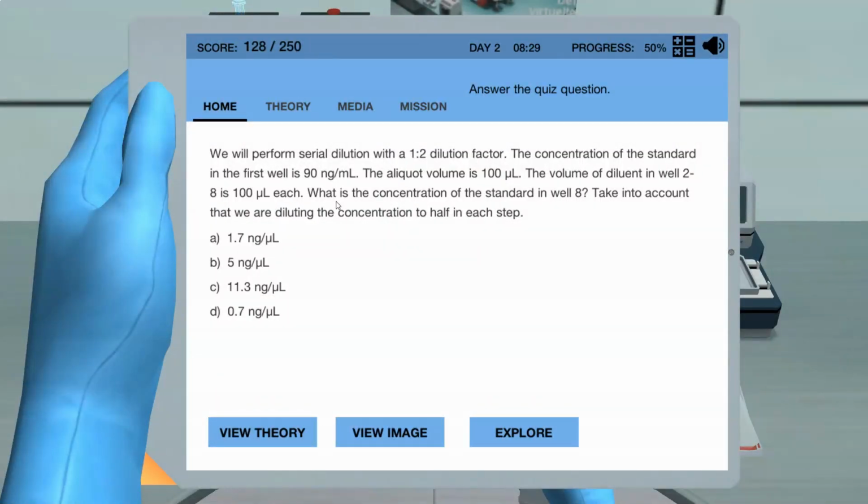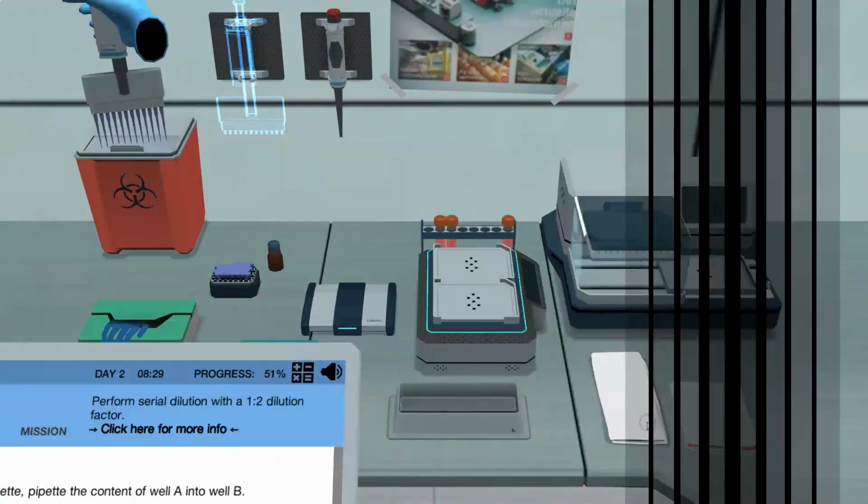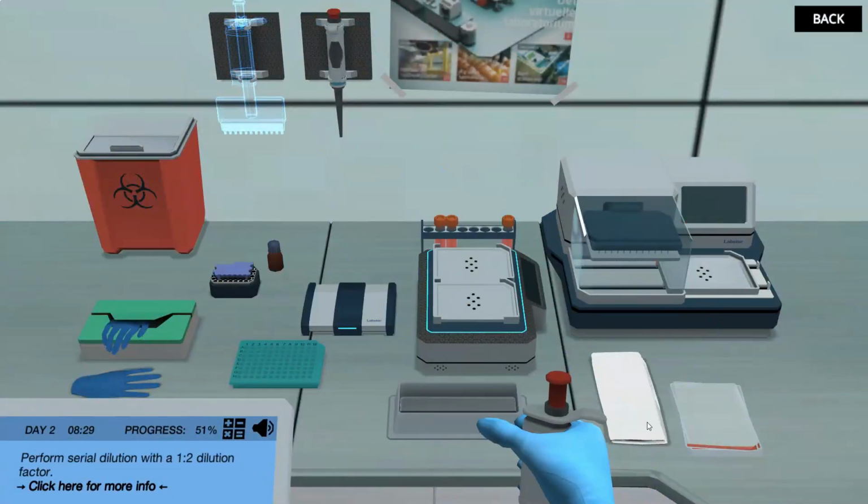The concentration of the standard in the first well is 90 nanograms per milliliter. The aliquot volume is 100 microliters. The volume of diluent in well 2 to 8 is 100 microliters each. What is the concentration of the standard in well 8? Take into account that we are diluting the concentration to half in each step. Perform serial dilution with a 1:2 dilution factor.